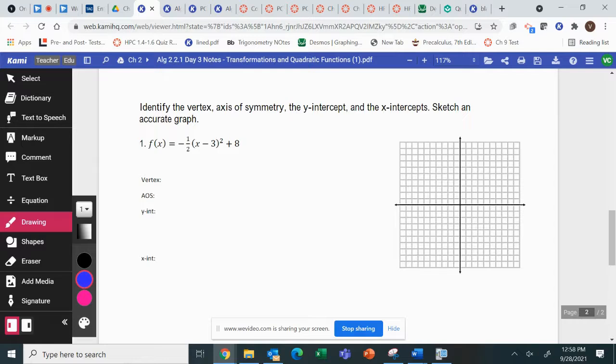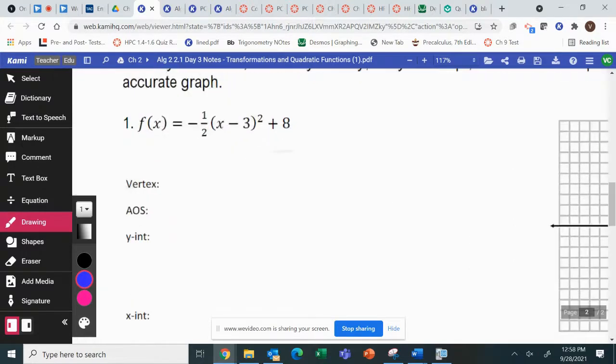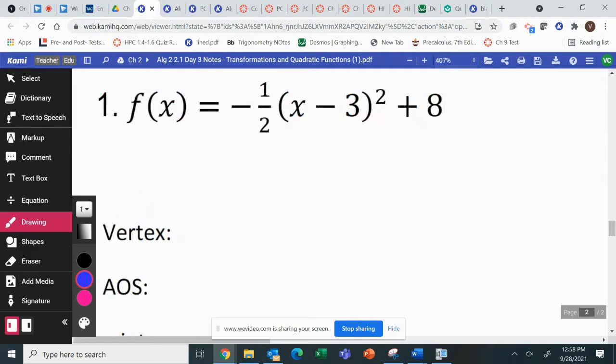We need to make sure we're sketching an accurate graph, which I'll go over. So this, I'm not going to make it super challenging. We haven't learned much. All we've learned really is vertex form. So this is vertex form. So Gavin, can you tell me the vertex? It'd be -3/8. You're half right. 3/4 right.